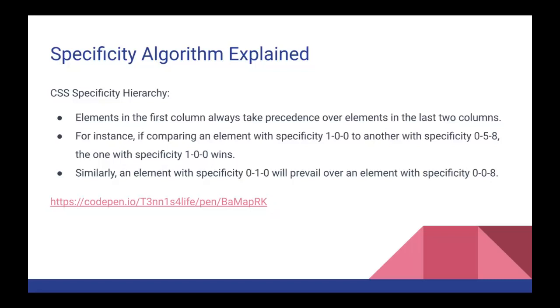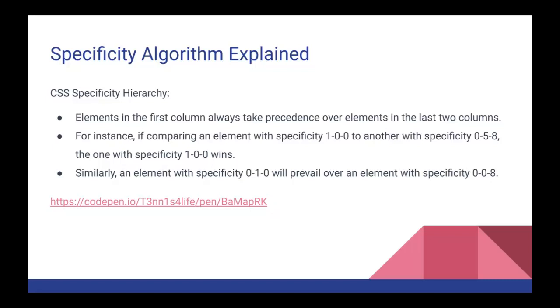So for example, if you're comparing two elements, one has a specificity of 100 and the other has a specificity of 058, the one with the specificity of 100 wins because there is a higher number in that first column. On the other hand, if that second element was 158 instead of 058, then that would win because the other two columns are higher than the first element.